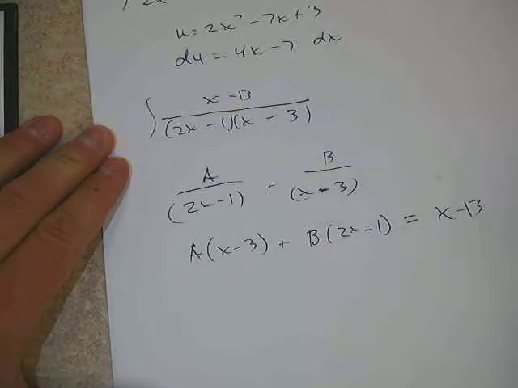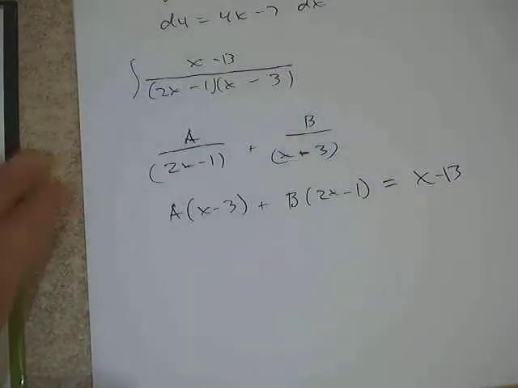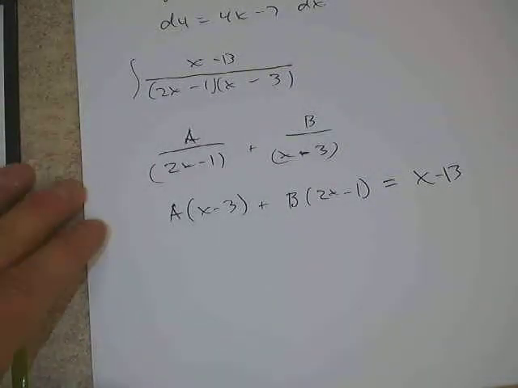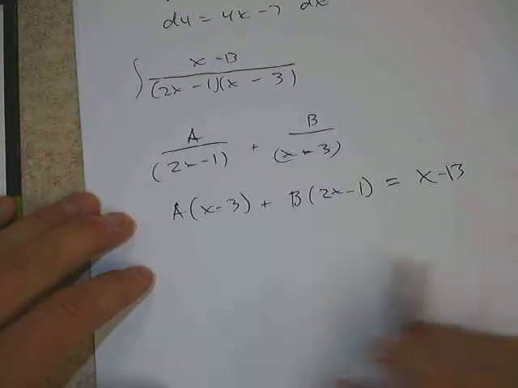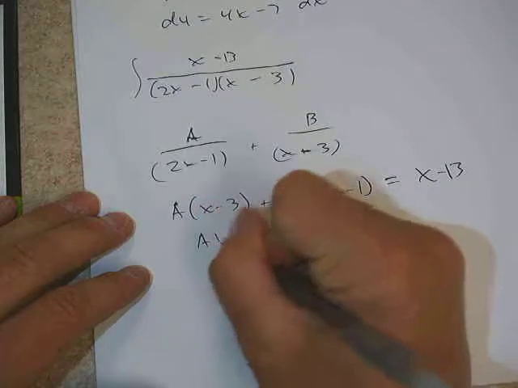Now what we want to have happen is we want that numerator to equal x minus 13. So the question is, how in the world do we get that to happen? Well, bottom line is we need to write a system of equations here that we can solve for A and B. So let's see how that works.